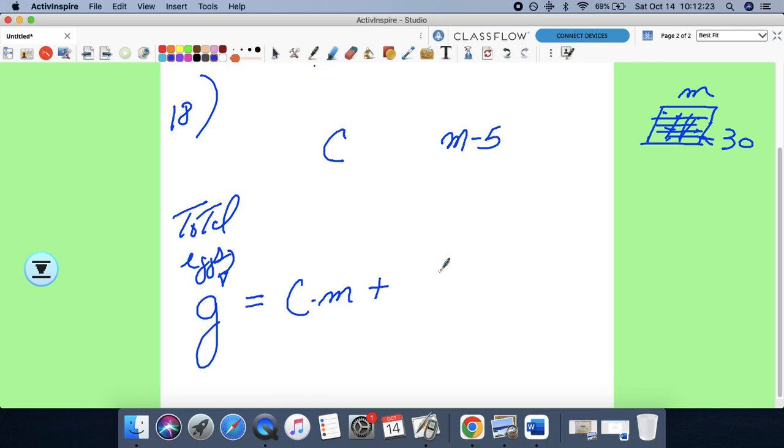If 1 crate had 5 empty slots, and the remaining crates are filled, so 1 crate had M minus 5, I apologize.